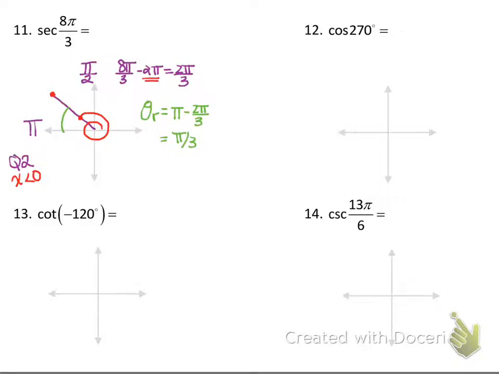So now that we have pi over 3, we can look at our chart. Secant at pi over 3 is 2. And since we know that cosine, which is x, is negative, and secant is 1 over cosine, it's actually negative 2.